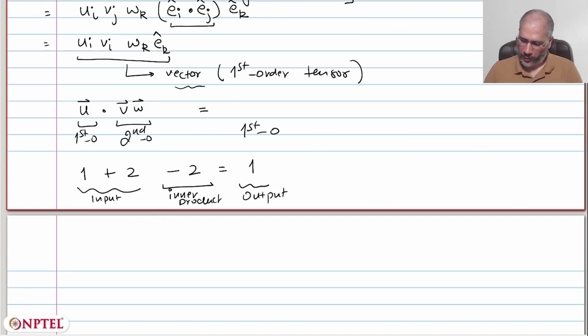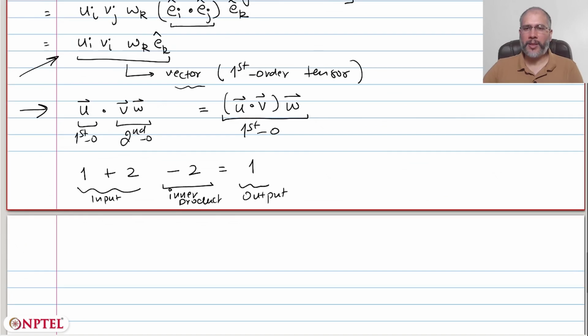Right. In fact, if I had to complete this equation here, if I go back from the indicial notation to the symbolic notation, I have a UIVI, which is basically a U dot V. So remember, we are learning to go back and forth. So U dot V, and then a WKEK is simply the vector W. Just to write the complete equation in the symbolic notation.